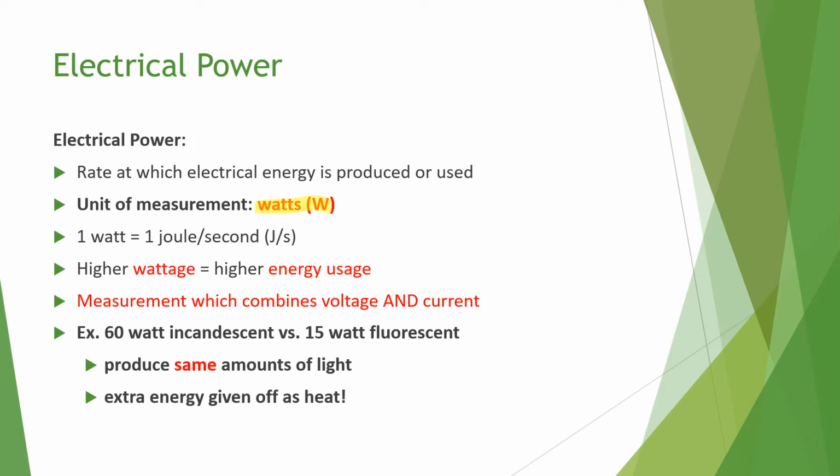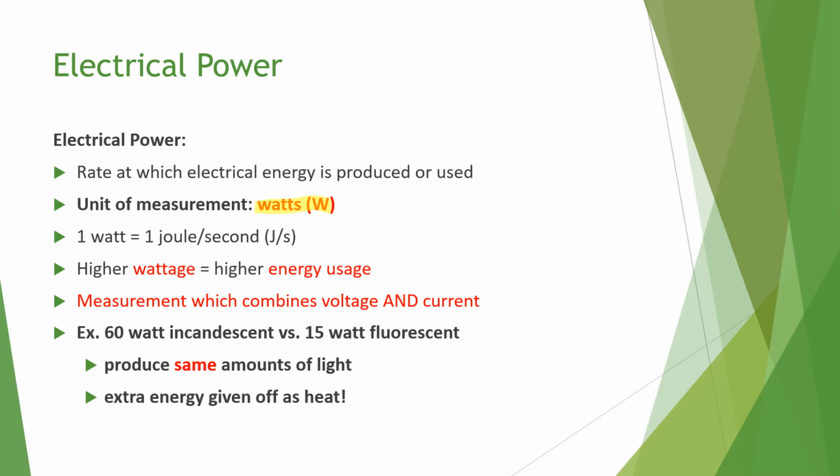Just like a unit of length would be centimeters, the unit of measurement for electrical power is specifically watts. And 1 watt is also equal to 1 joule per second. The higher the wattage, the higher the energy usage. So some devices require more energy to be used than others. A device that has a higher wattage is going to require more energy in order for it to be able to operate and work or perform its task.